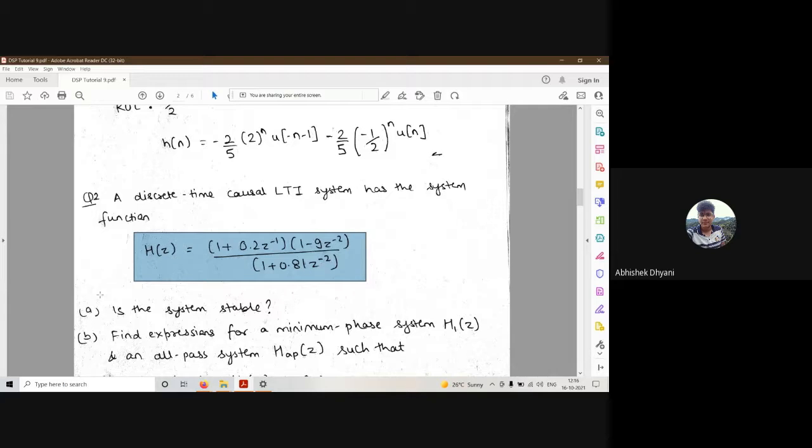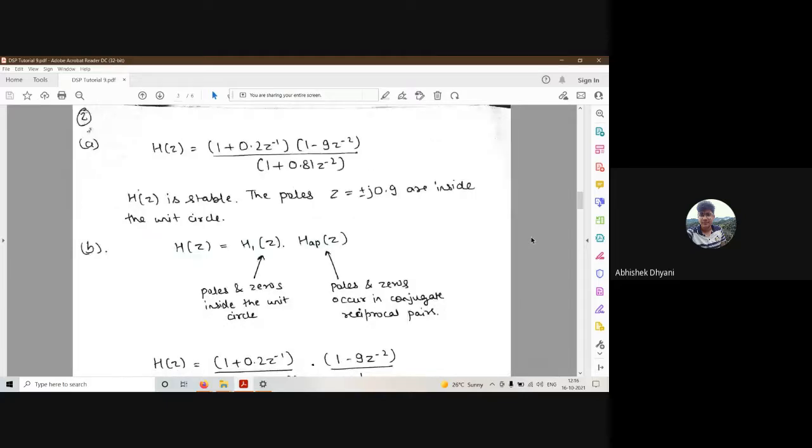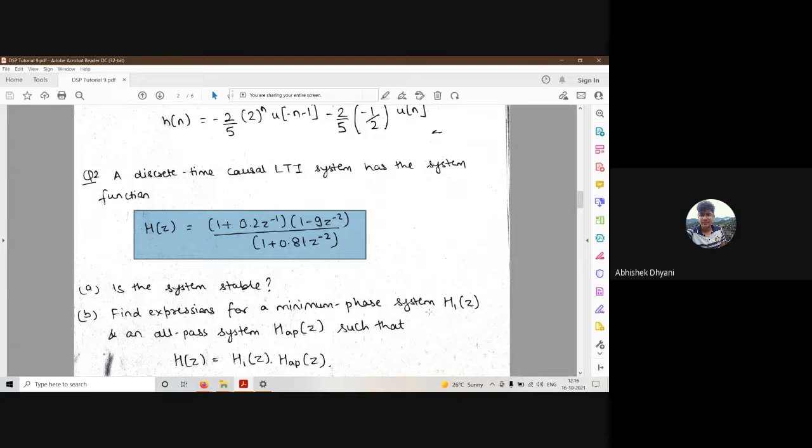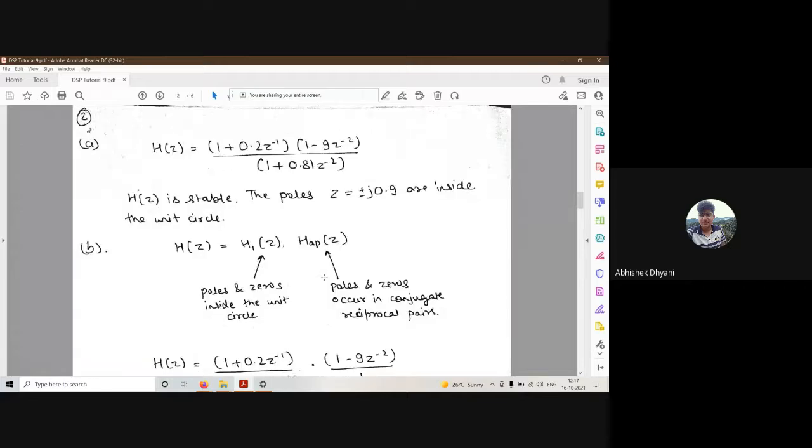So yes, the answer to the first one is that the system is stable because of all the poles lying inside the unit circle. And the second part says that we have to find the expression for a minimum phase system H1(z) and an all pass system HAP(z), such that we can decompose H(z) into the product of these two. So I have to decompose this into one minimum phase system and one all pass system.